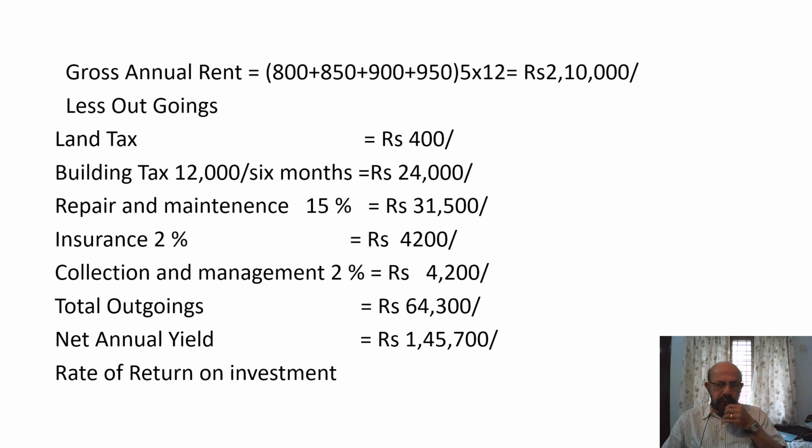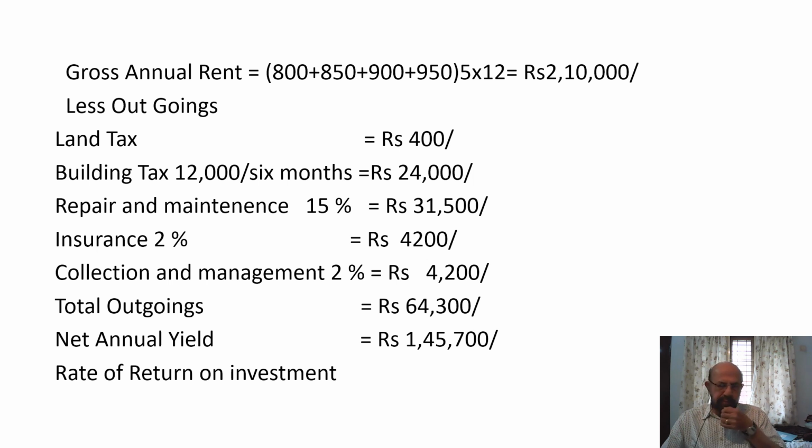Solution. Gross annual rent. Rupees 800 plus 850 plus 900 plus 950, the monthly rent in each flat, into number of flats in each floor, 5, into 12 months is equal to rupees 2 lakhs 10,000.